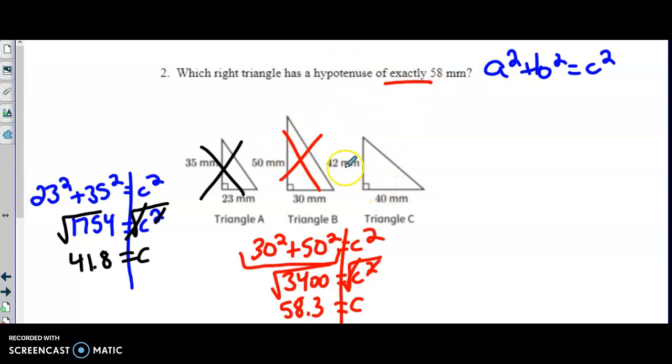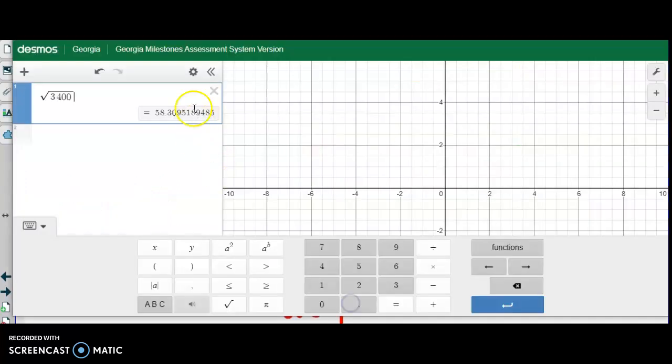Let's try this last one. So we're going to do A squared plus B squared equals C squared. And it might be confusing, you guys, on how I plug them in, but I always just plug them in the formula least to greatest. Since they're not labeled which one's A and B, I always just plug it in least to greatest. So 40 squared plus 42 squared.